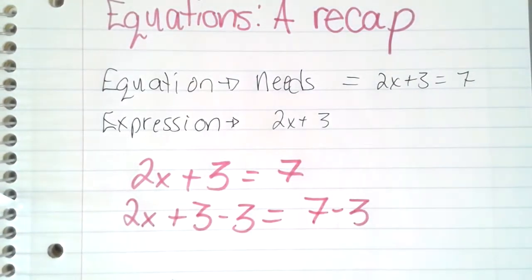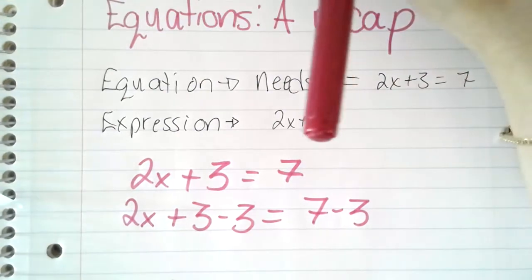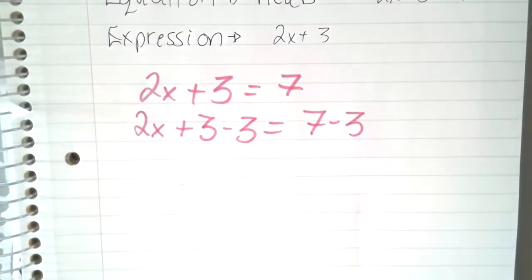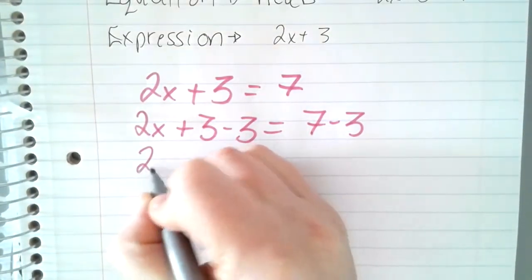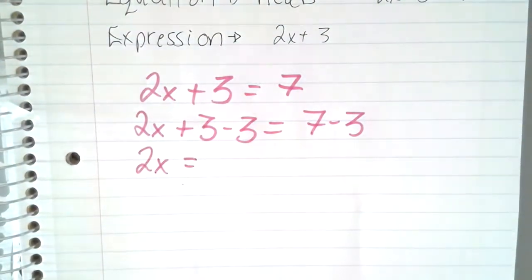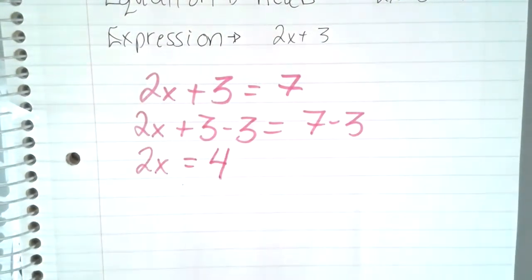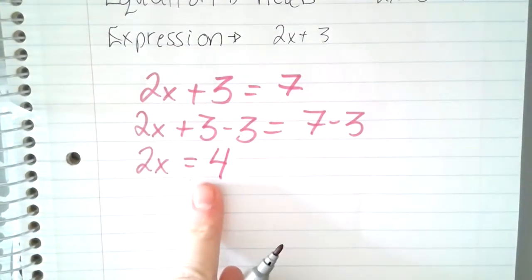There are going to be many people who can possibly do this in their head relatively quickly, and that's great. However, these are relatively simple equations. Therefore, at this point in time, it's really just getting used to the different methods of what we need to do. So I have 2x is equal to 4.